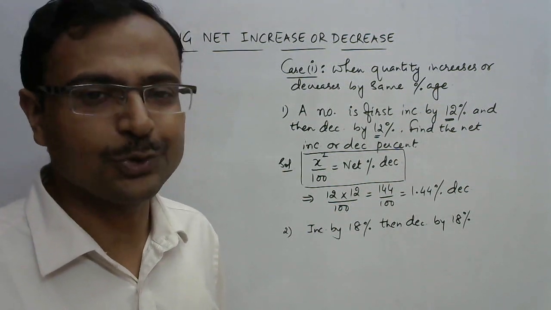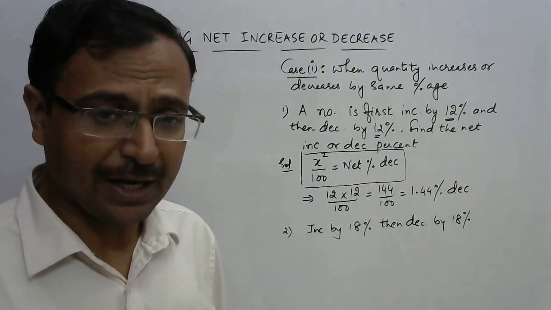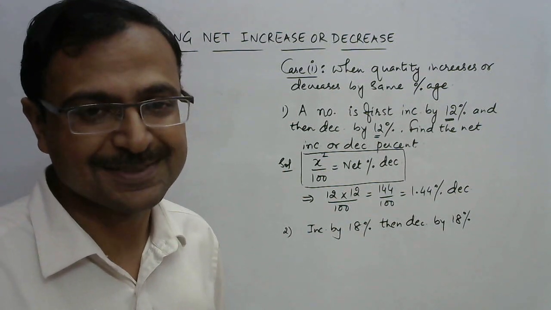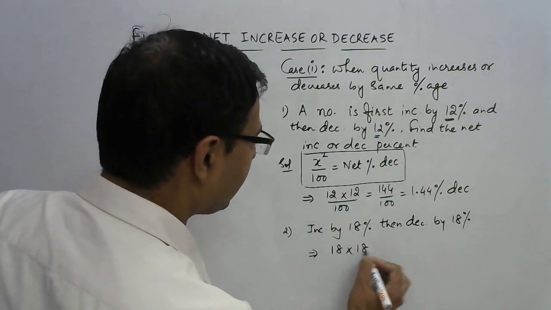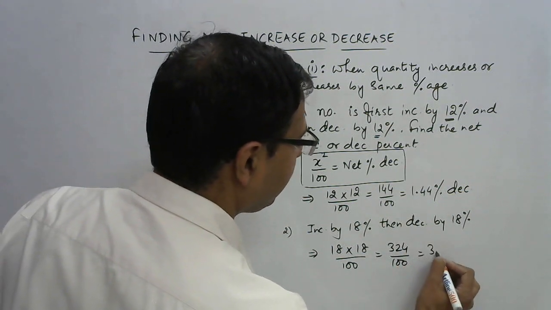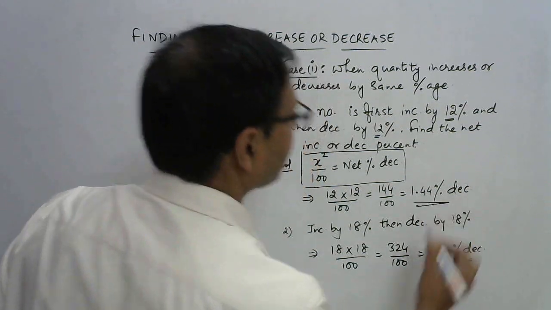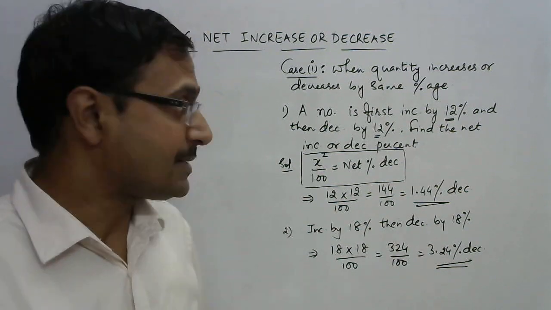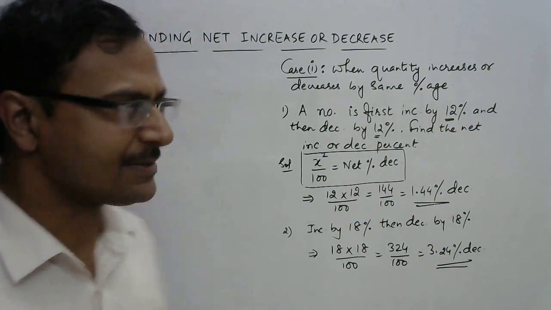So how much time are you going to take to get to that answer? Perhaps 2 seconds or 3 seconds. And if you don't know the short trick, perhaps even 40 seconds or less. So I'll write it for you just for formality. This is 18 into 18 upon 100. So this is 324 upon 100 or 3.24% decrease. So this is the first part of this video wherein I have taken the same percentage increase and the same percentage decrease. Now let's complicate things.